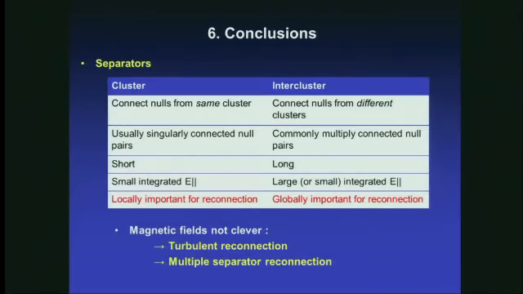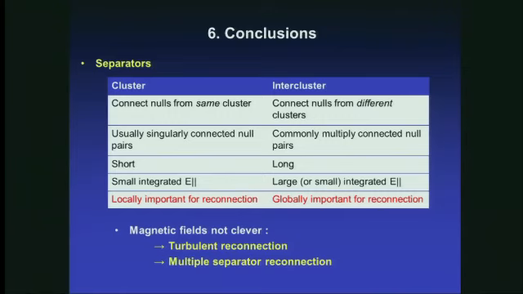Separators, well, there are two key types. There are cluster separators. These are the little short ones that just connect nulls within the same cluster. They're usually one separator per null pair. They're short and small.